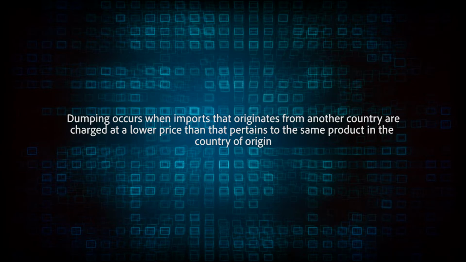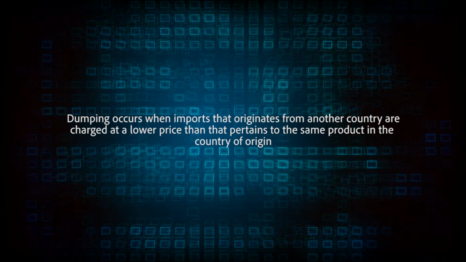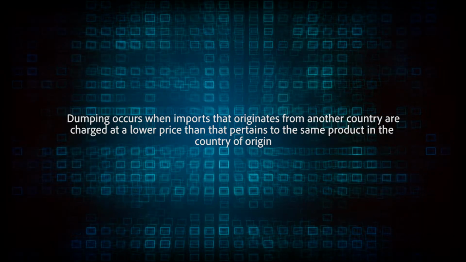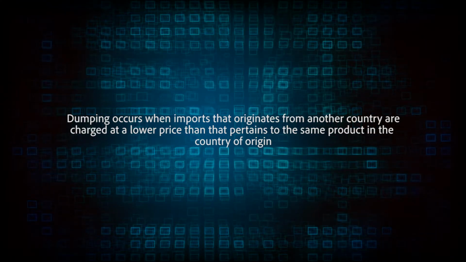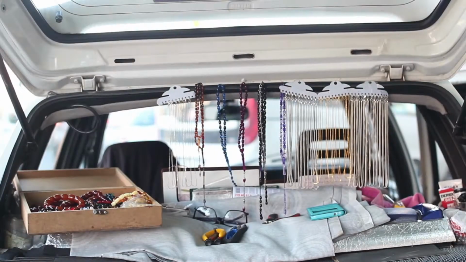Dumping occurs when imports that originate from another country are actually charged at a lower price than the price that pertains to the same product in the country of origin. So that's when dumping occurs. Dumping is not necessarily what we informally consider it to be in Botswana. Like when we look at the case of used clothing or used vehicles, we normally just say they are being dumped into our market. So that is not the kind of dumping that we will be looking at.